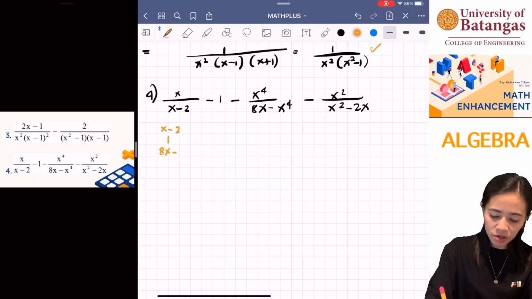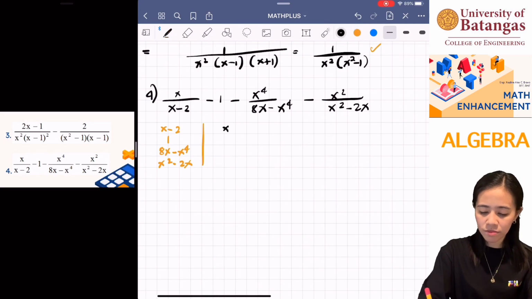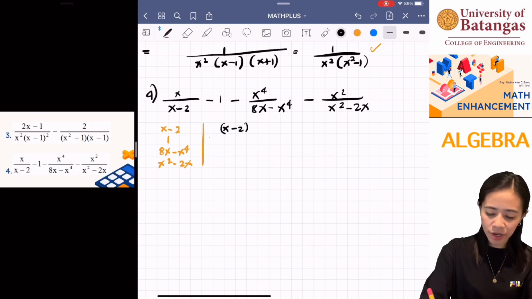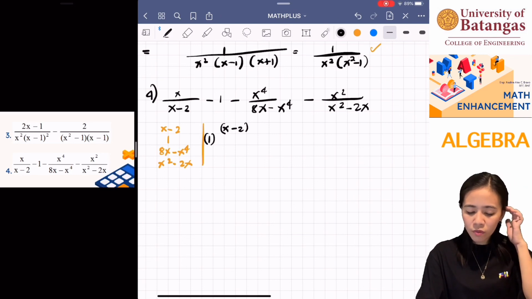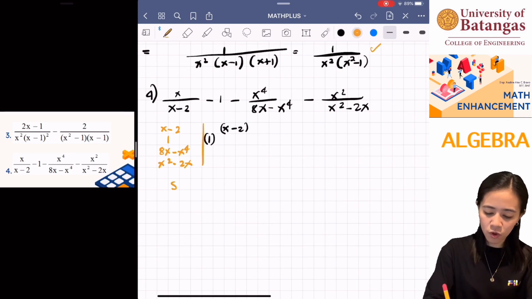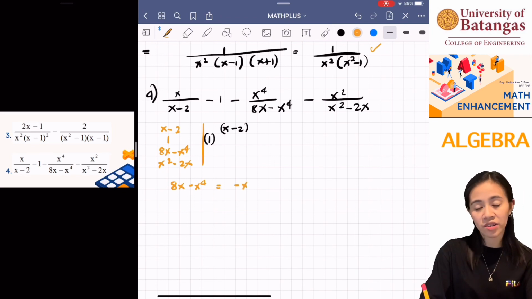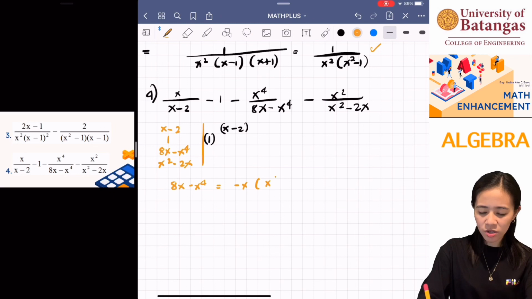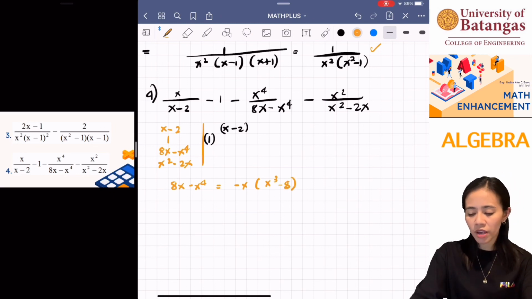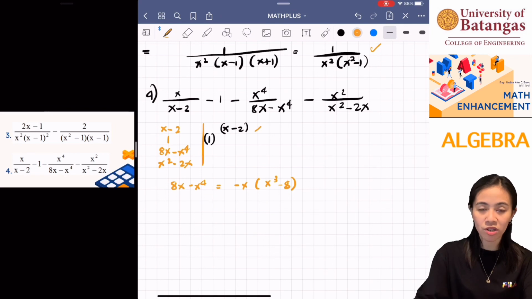I have 8x minus x to the 4th. Okay, and then I also have x squared minus 2x. So, x minus 2 is already prime. Okay. 1 is already prime. Okay. With 8x minus x to the 4th, common si x. So, let me factor that out first. Or let me say, negative x na lang ifa-factor ko para mag-positive yung higher degree. Wala lang. So, that would be x cubed minus 8. Diba? Which is very helpful kasi, as you can see, this is difference of cubes. Pag finactor natin siya, lalabas na x minus 2 yung factor niya, which is similar to this.